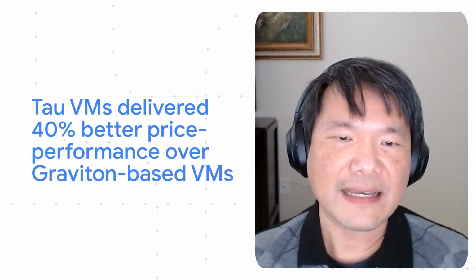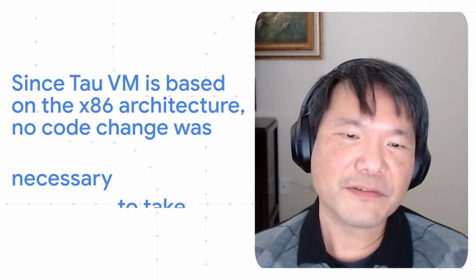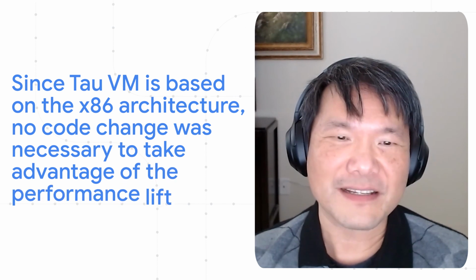So what we did is we extensively tested Tau VM with a Nylas workload and compared the results against other AWS instances, including Graviton, and found that Tau VM delivered over 40% performance improvement and cost improvement. I immediately made this a priority for the team and got our infrastructure migrated onto Tau VM well before the holiday peak. Unlike ARM processors, since Tau VM is based on the x86 architecture, no code change was necessary to take advantage of the performance lift.